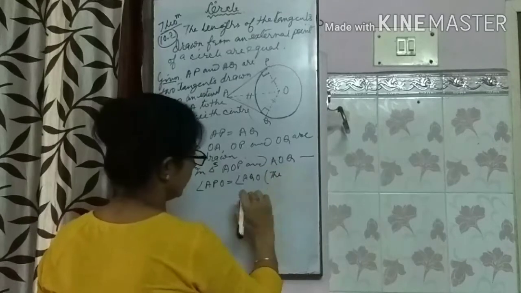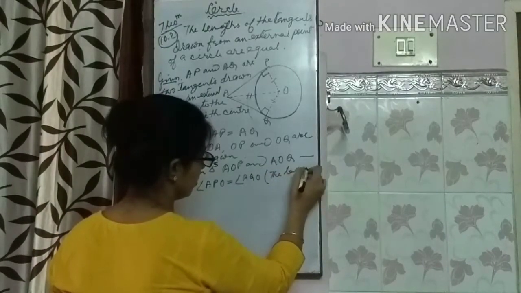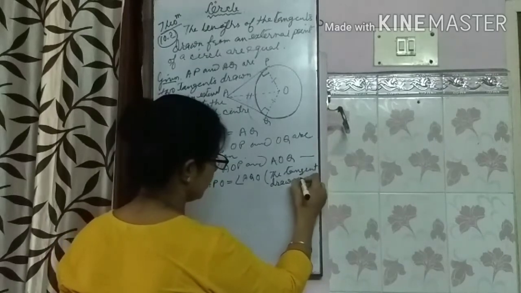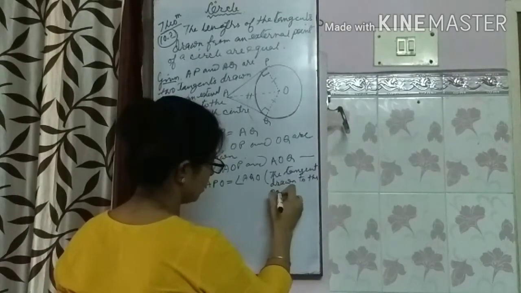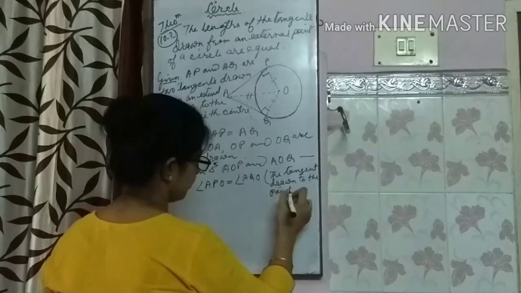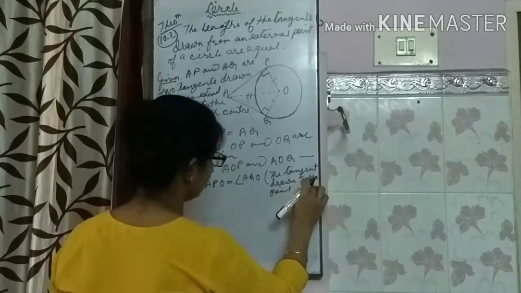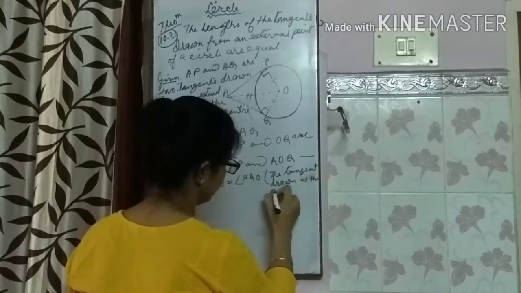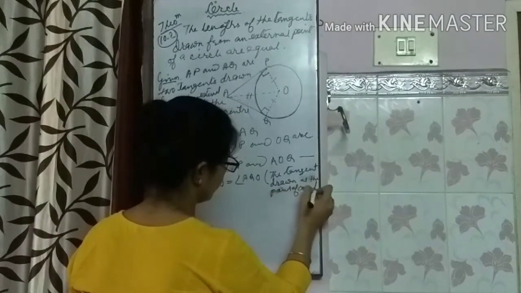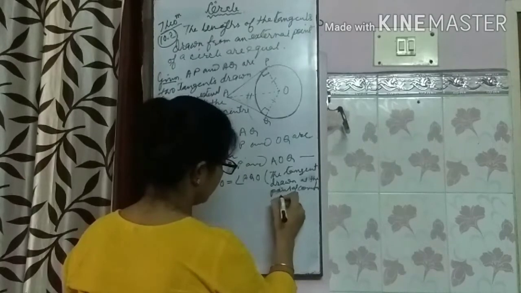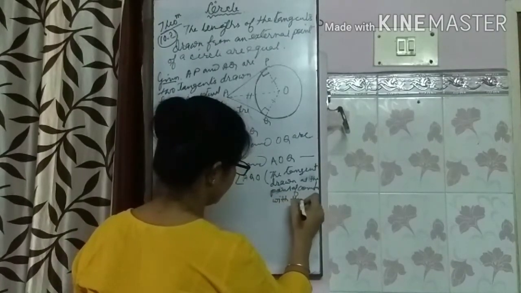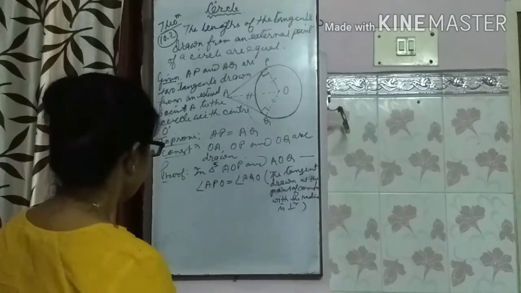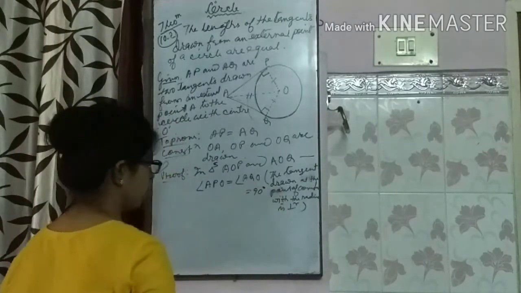Write the reason: the tangent drawn at the point of contact with the radius is perpendicular. So this will be equal to 90 degrees.